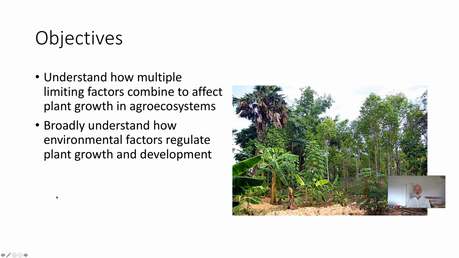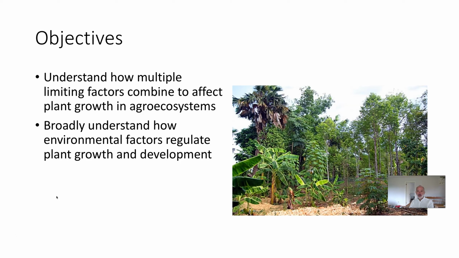So we have two main objectives for this lecture. The first one is to understand multiple limiting factors, how the multiple limiting factors combine to affect plant growth in agroecosystems. And so we're going to think about these different individual factors, but also how do they combine to affect plant growth.